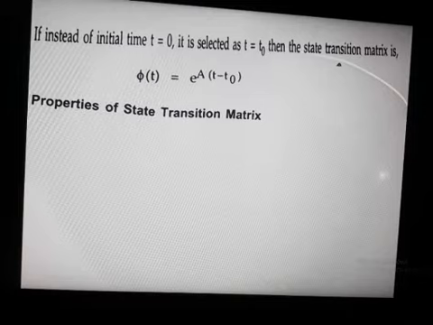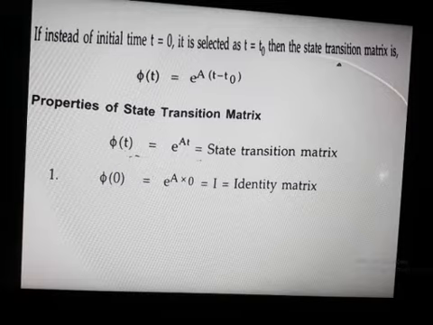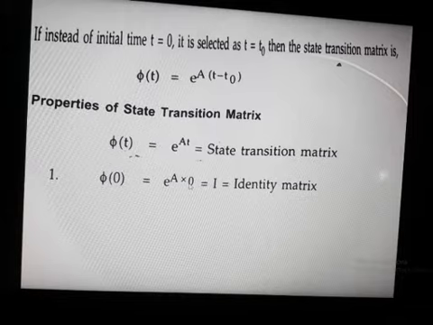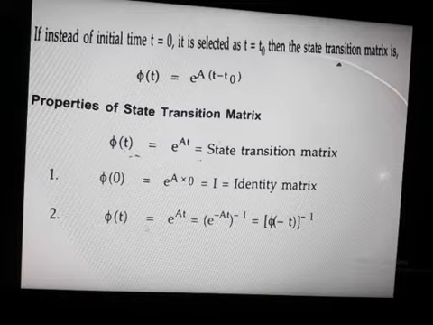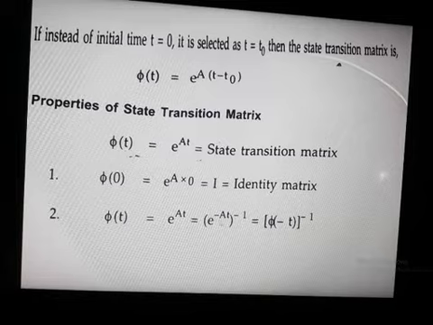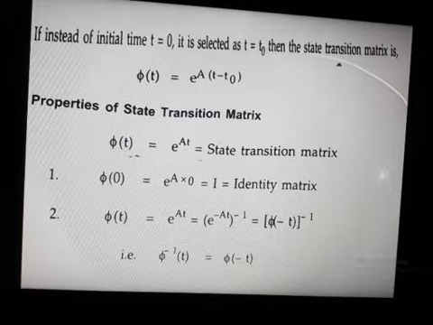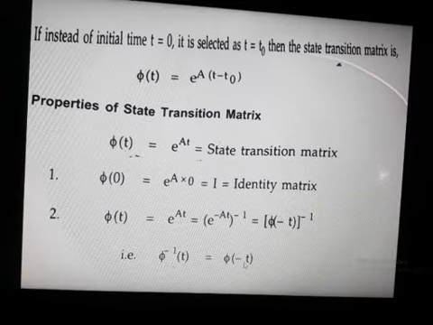Similarly, we have some more properties. See this one. For example, at t equal to 0, phi of 0 is equal to e power A 0, that means the identity matrix. And similarly, we have one more property: phi of t is equal to e power At. If you take the inverse matrix, e power minus At whole inverse, you get the scaling property here, phi of minus t. Then we can also write phi of t whole inverse is equal to phi of minus t. It's like a time scaling property for the state transition matrix.